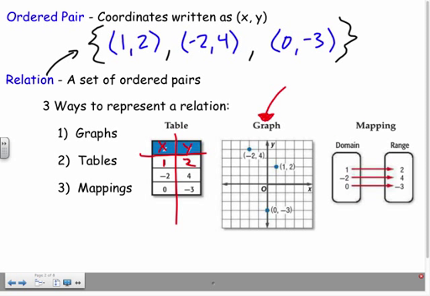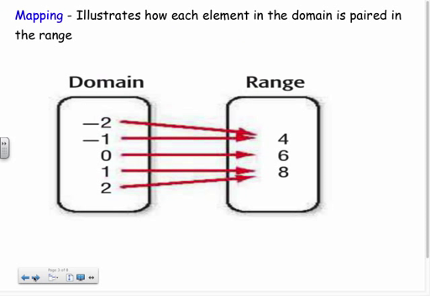We also have mappings, and we'll talk about domain and range in a second. But a mapping just shows the x goes with what y value, where it gets mapped onto. Okay, we're going to talk about that in a sec. So those are the 3 different ways we can display our relations. So a mapping illustrates how each element in the domain is paired in the range. Well, the domain, those are really just our x values. And the range is always our y values. So domain, x values, range, y values.